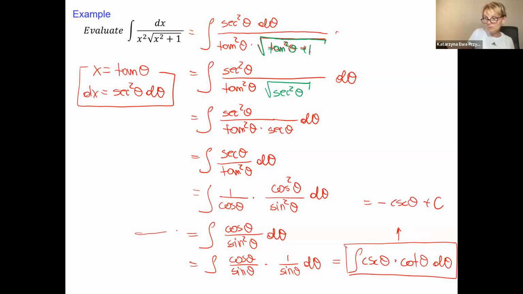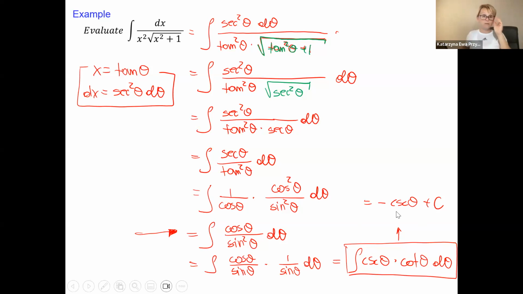You can still do the u substitution for that line. Yeah, let u be sine. And you can also get this one. Okay, negative cosecant theta. Do you agree, yes? Because I need your confirmation.